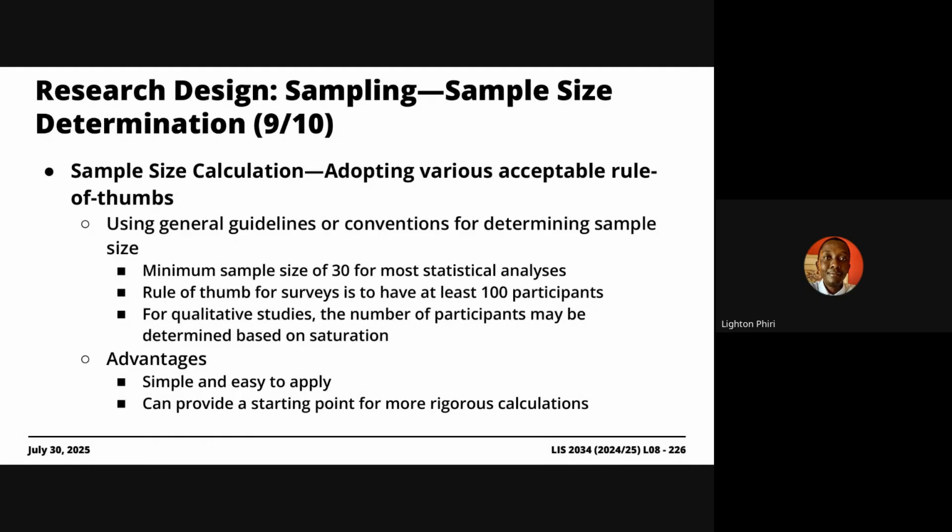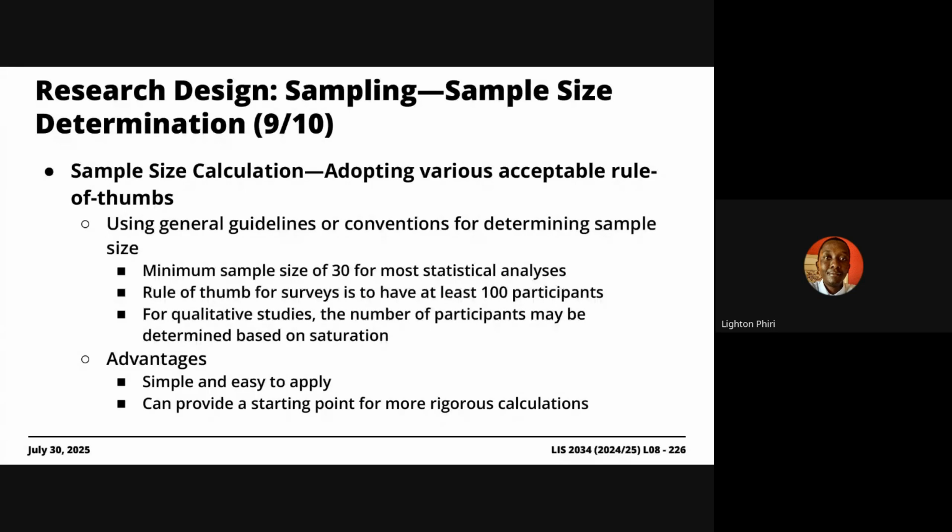So just a few guidelines here, rules of thumb for computing your sample size. You can use general guidelines and conventions for determining your sample size. In some instances, for most human-computer interaction problems, for instance, people will tell you a minimum number is enough for statistical analysis. There are some studies out there that indicate that a minimum sample of about 30 for most statistical analysis would be sufficient.